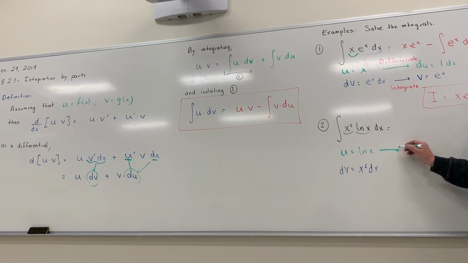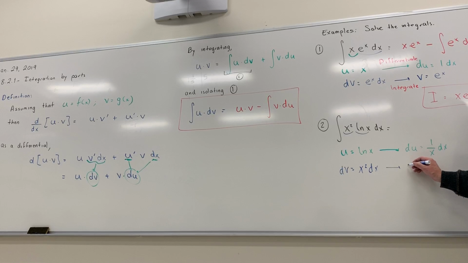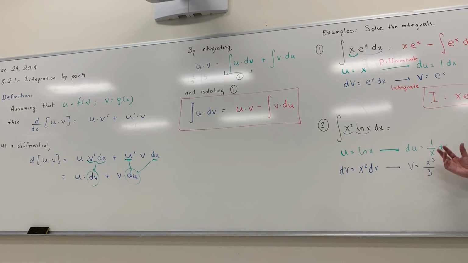If I do that, in this case, what is du? What's the differential of ln of x? 1 over x dx. Don't forget the dx. And for dv, v is going to be x to the cube over 3. Again, you will say, no, this is more complicated. Okay, well, let's apply the formula.